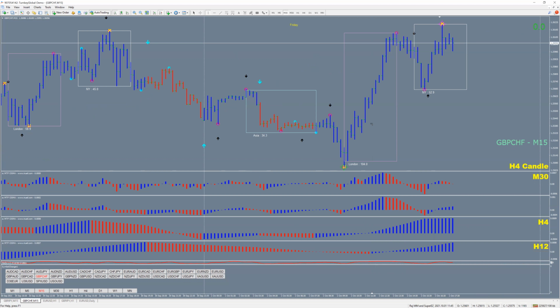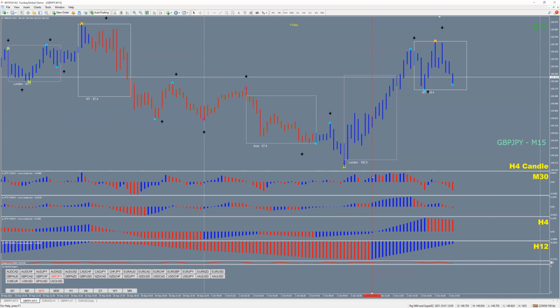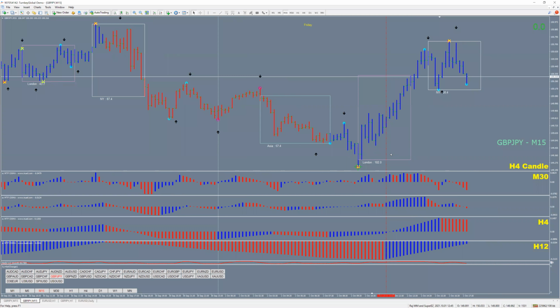And in this case, you're looking for the 12 hour to change from red to blue. So you already have the low of the day on the 4 hour, right? So you know you're going long. You're just waiting for the 12 hour to sync up. Here, there is no trade on this particular pair. But if you look at pound yen, it gave you a trade here.